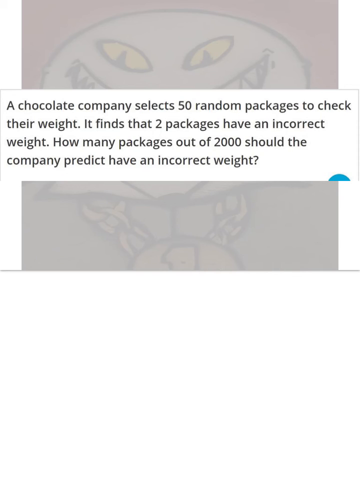So a chocolate company selects 50 random packages and checks their weight. 2 have an incorrect weight. So how many packages out of 2,000? We have done so many of these. I'm going to let you guys set it up. Hit pause. We'll come back. Maybe if you want to copy the problem, take your time now. Do it. Hit pause.